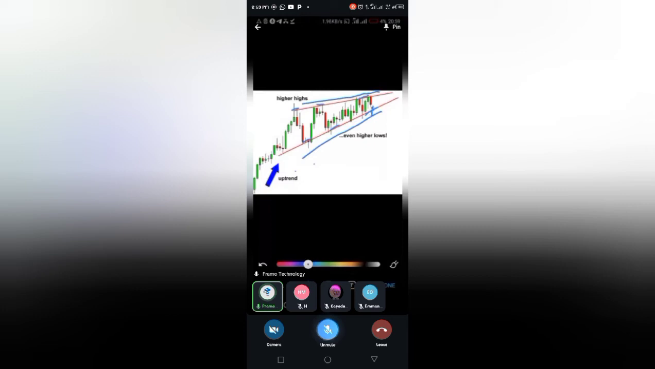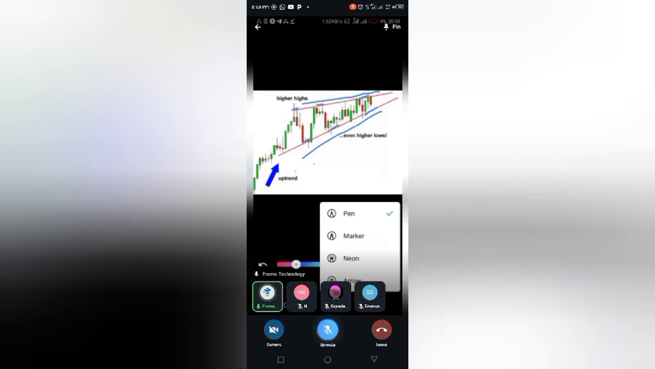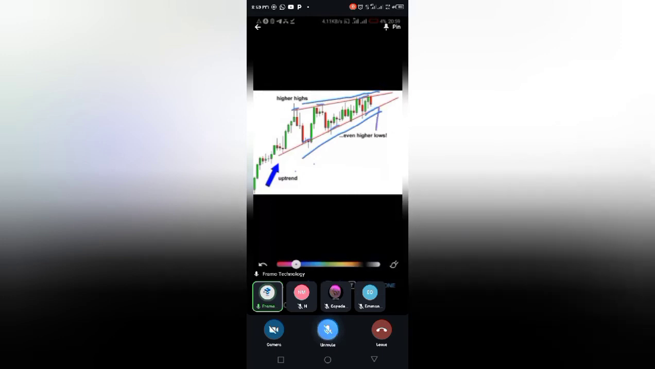So once it breaks out from the lines, it breaks out downward, we say it has broken out. So we wait for that candle to close below our support.